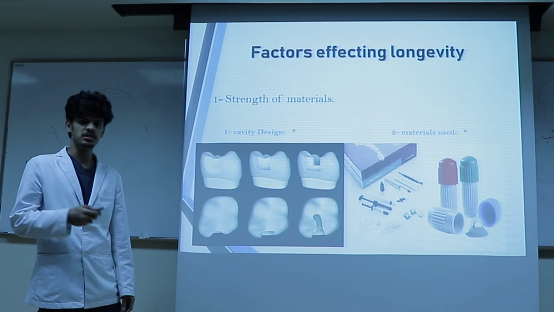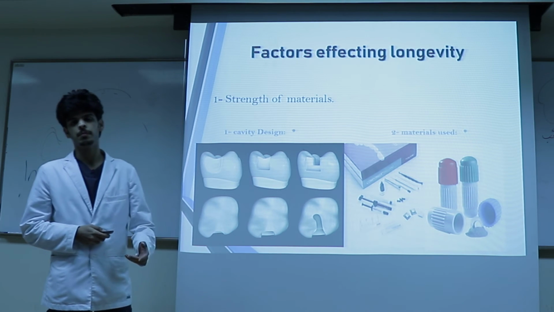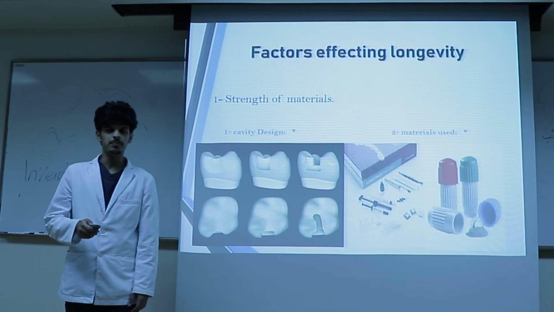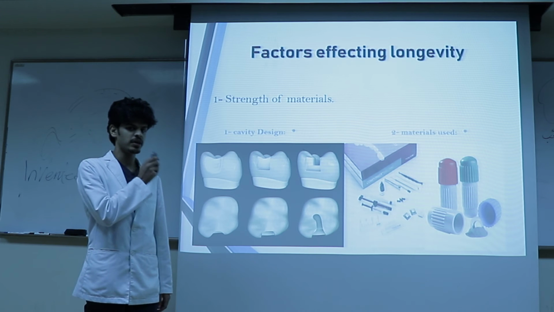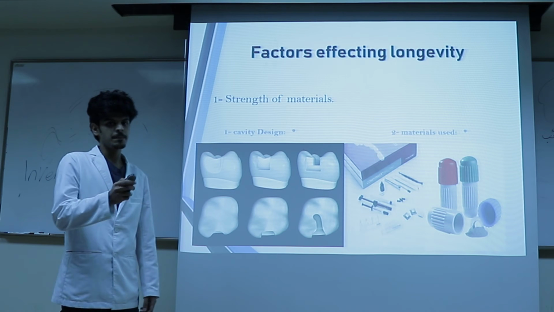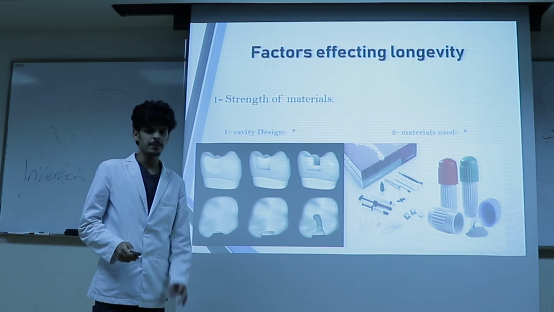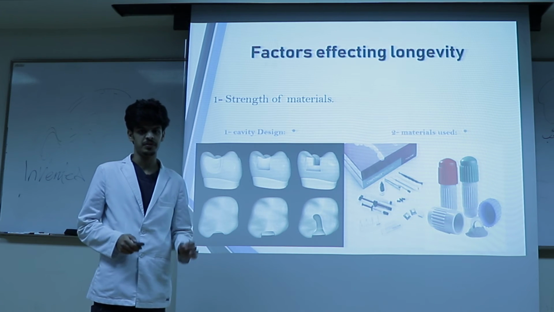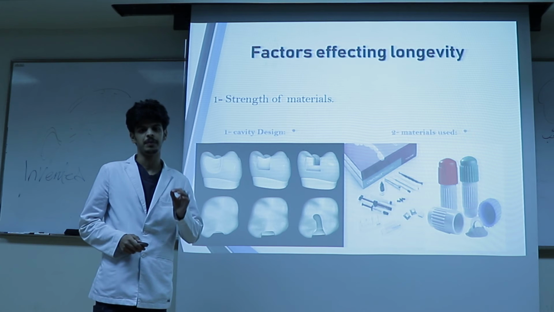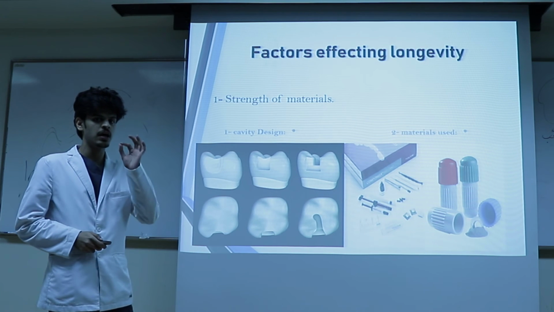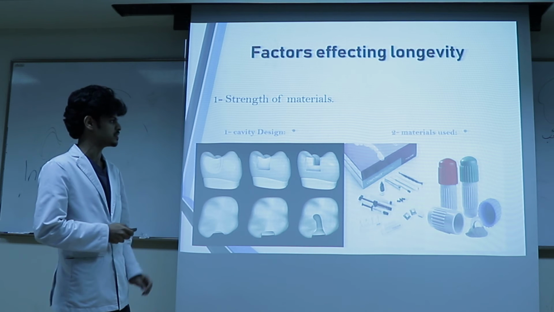And composite has many types: macrofill, microfill, nanofill, hybrid, and the best one, which they use right now, is the nanofill. It's better than the microfill. We cannot use microfill in the posterior teeth because microfill has a smaller size of fillers and a large volume of matrix. So we cannot use it in the posterior teeth because it has low mechanical properties.